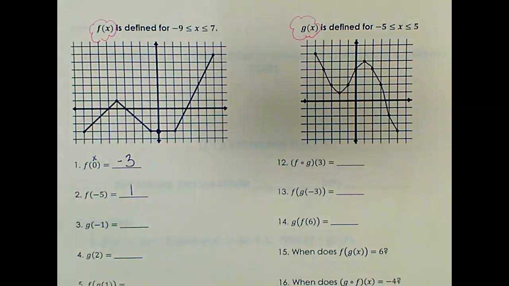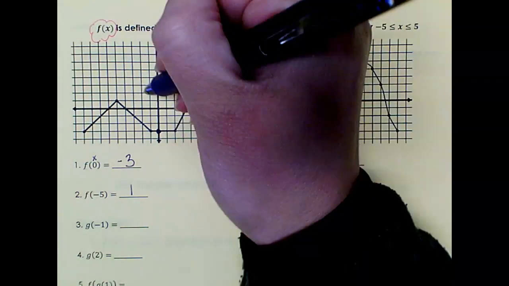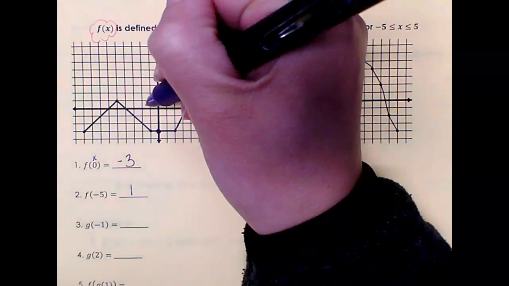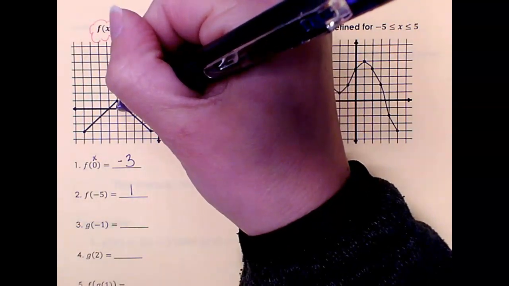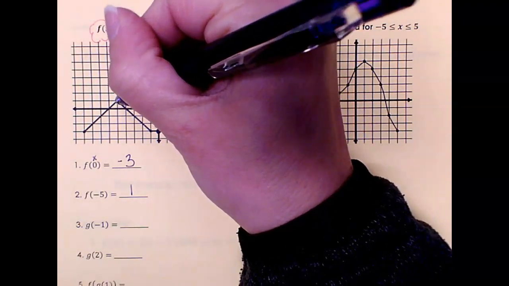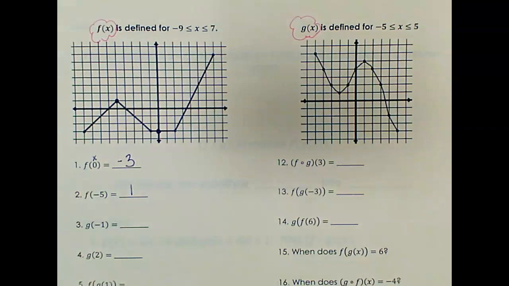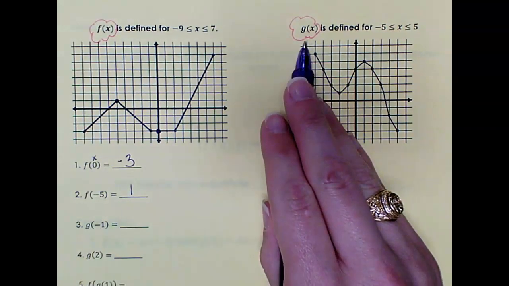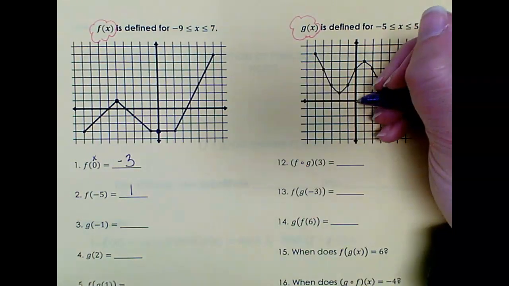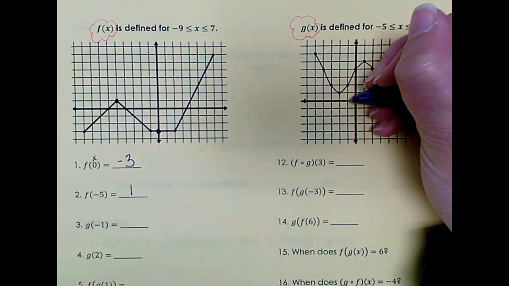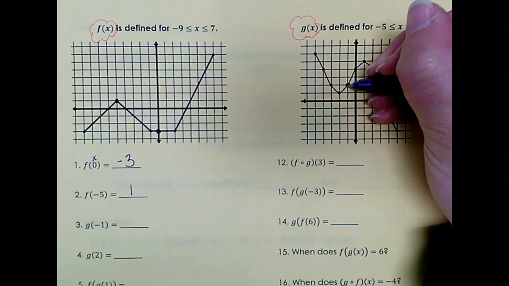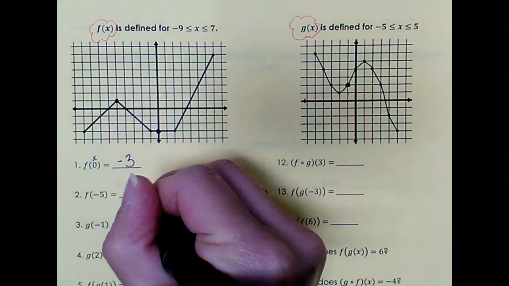Check your answer. F of -5 on the f function: 1, 2, 3, 4, -5. I go up to a y value of 1. Let's move to number 3. We need to find g of -1. So in the g graph, I go to an x value of -1, and I go up to the point, 1, 2. G of -1 is 2.